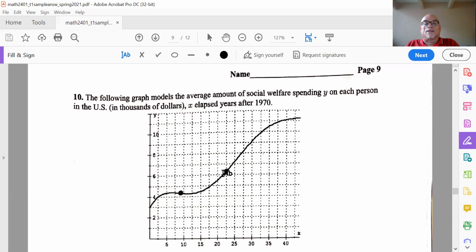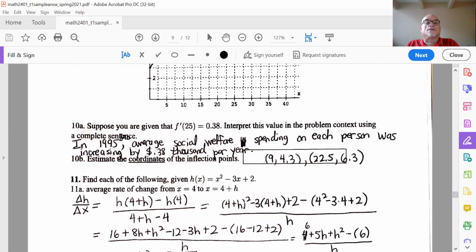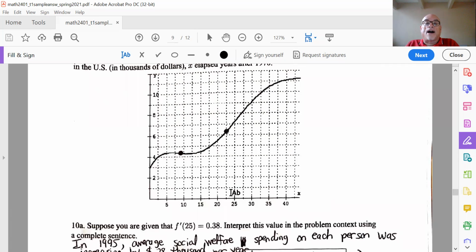You can see that social welfare spending has been increasing, but not always at the same rate. Sometimes it's increasing very rapidly, sometimes not very rapidly. Let's look at the first question. It says suppose that you are given that f prime of 25, so the rate of change of f, or the derivative of f at the input 25, is 0.38. Let's look at the graph again at 25. Here's 25 on the x-axis, and we're told that the slope of the tangent line, or the slope of the curve at the input 25, is 0.38. That seems like a plausible slope at the input 25.